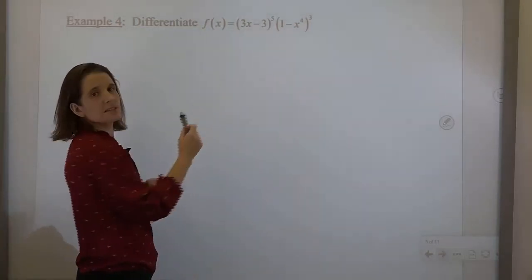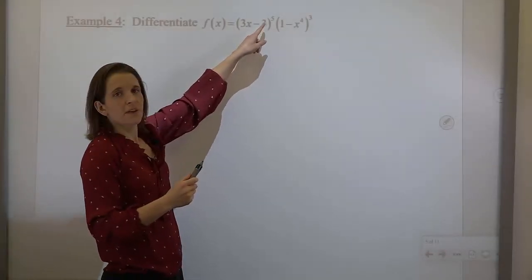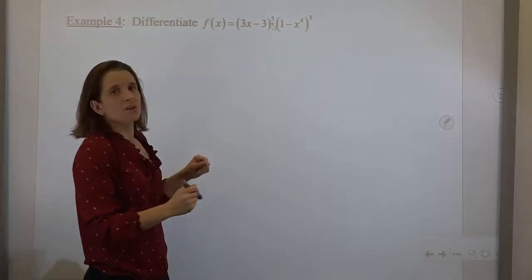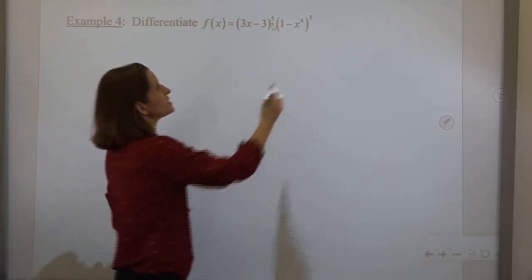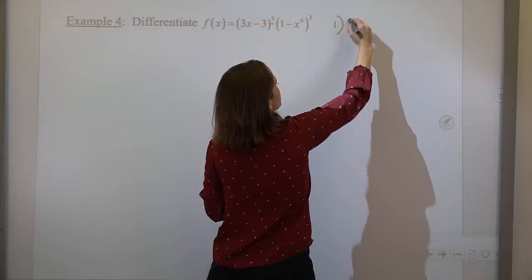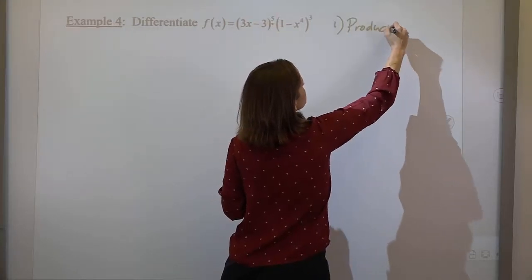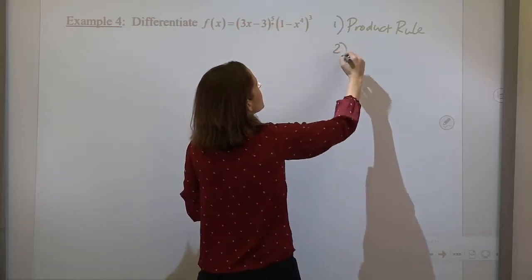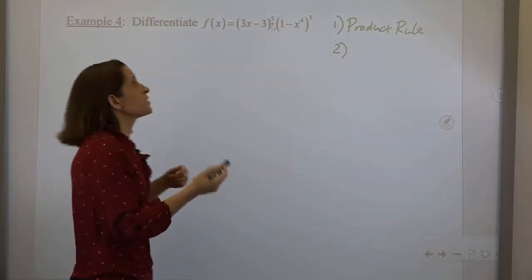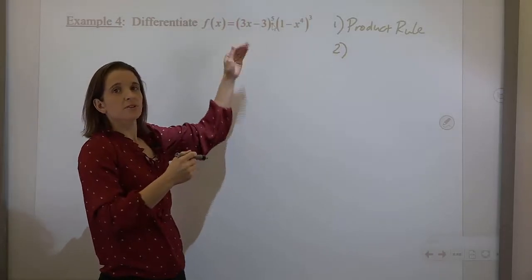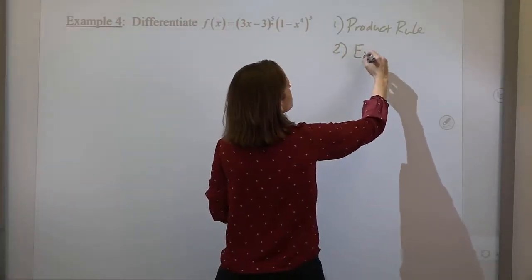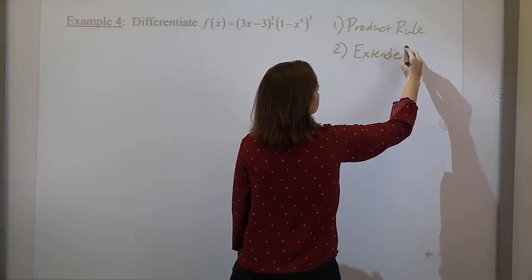So if you read this to someone over the phone, it would be the quantity 3x minus 3 all to the 5th times the quantity 1 minus x to the 4th all cubed. And so this is actually first and foremost a product rule problem. That's right, you can have both in one problem. And then it just so happens when you get to the derivative of the first or the derivative of the second that needs this extended power rule or general power rule.